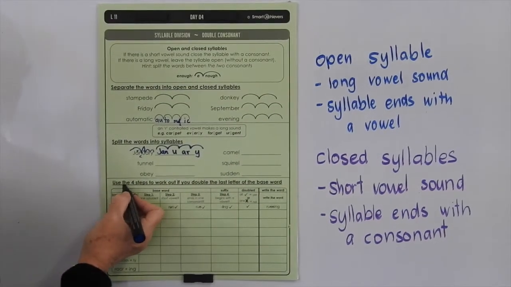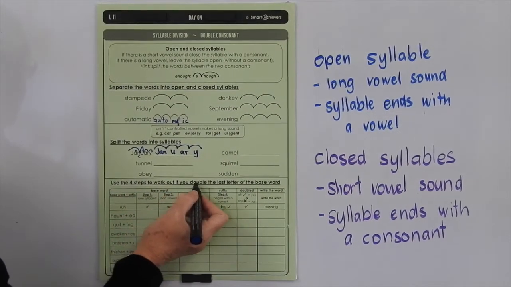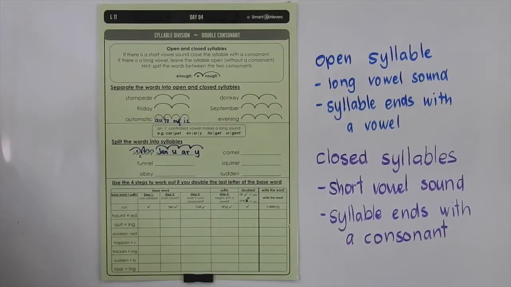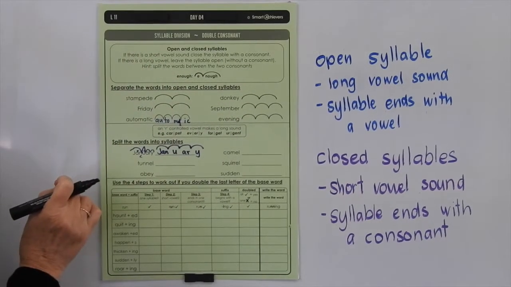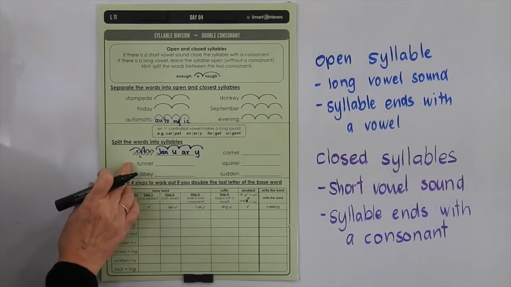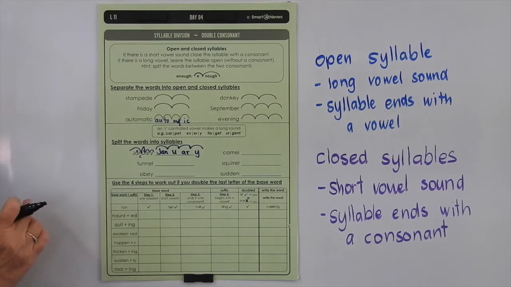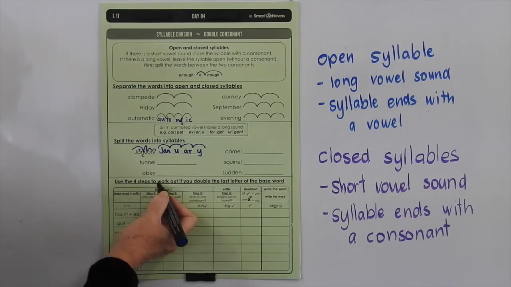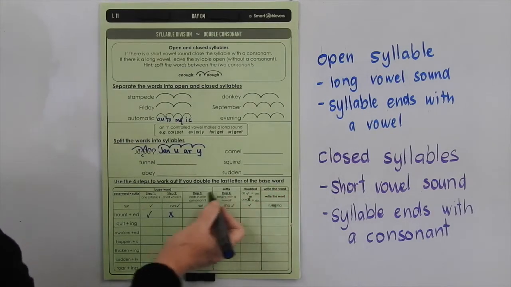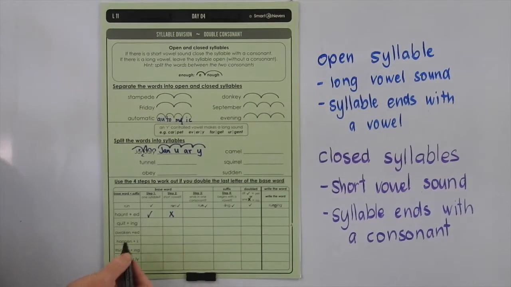So down here it says use the four steps to work out if you double the last letter of the base word. This is really, really important, this whole page. So knowing open and closed syllables will help you a lot in spelling longer words, like multisyllabic words, which should be most of the words that you'll be using in your writing from now on. Use the four steps to work out if you double the last letter of a base word or not. This is going to be really important for you in your writing.